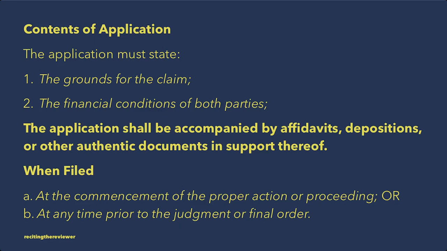So what are the contents of that application if you do so in the court? The application must state, number one, the grounds for the claim, and two, the financial conditions of both parties, so that the court, in a practical sense, in a common sense, will also know if the parties are really in need of support, or if the other party is also capable of giving such support.